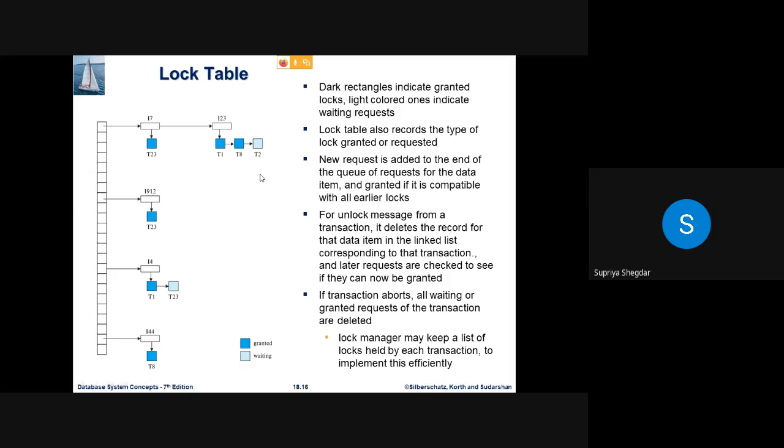So this lock table contains the linked list of the lock requests. For the same data item, if a new request arrives, then this new request is added to the end of that list of the data item. And if the unlock message is there, then the lock manager deletes that entry from the linked list. In case the transaction aborts, then the lock manager deletes all the waiting and the granted requests from the lock table.